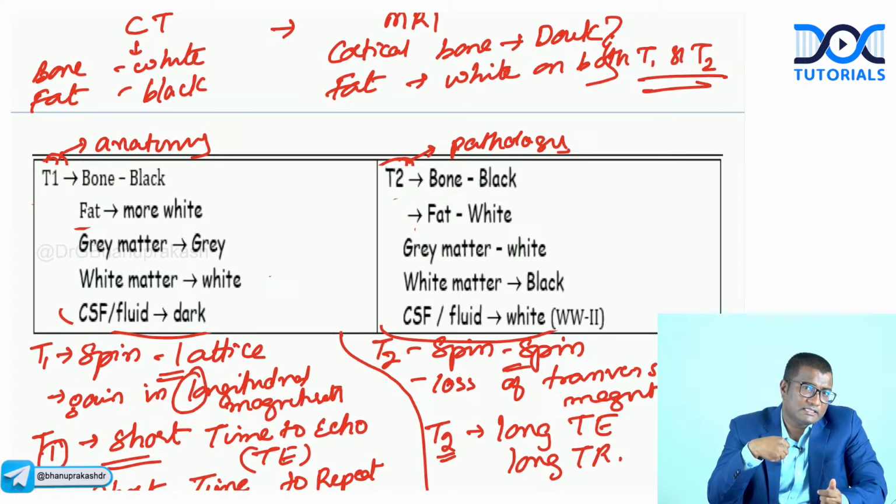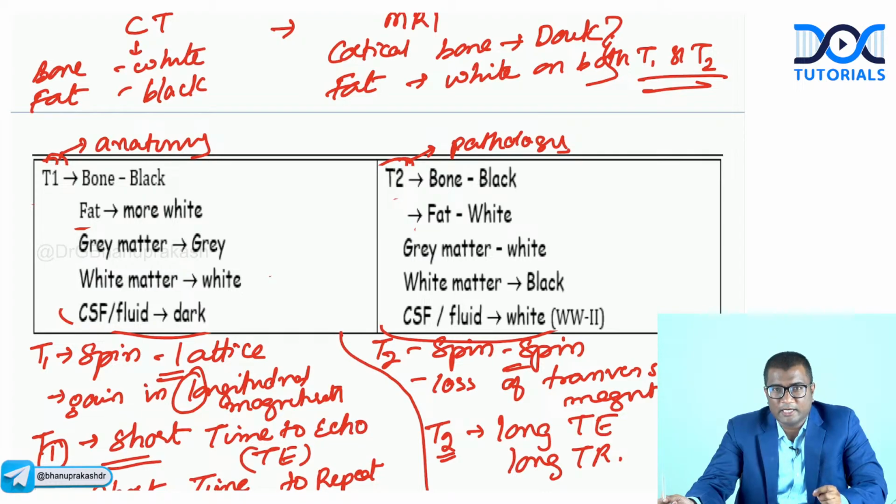If you're given anything in the spine, always look at the CSF around the spinal cord. So any axial sections given, try to look at the CSF around the spinal cord. If it is white, it is T2 weighted image. If you're given liver imaging, look at the gallbladder, look at the hepatic ducts. If they are white, it is T2 weighted image. If you're given the pelvic MRI, look at the bladder, look at the endometrial fluid. If it is white, it is T2 weighted imaging. So take home message, World War II, water is white on T2. Look at the fluid signal to know whether it is a T1 or T2 weighted MRI.